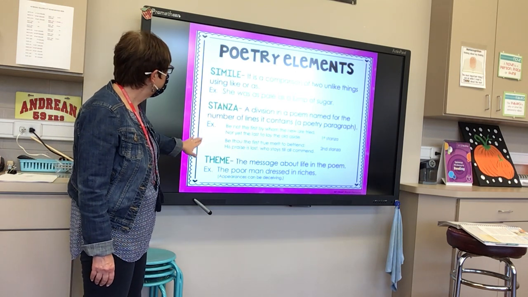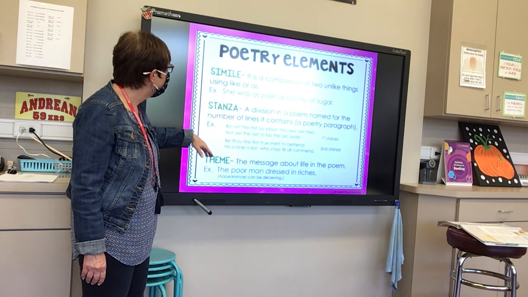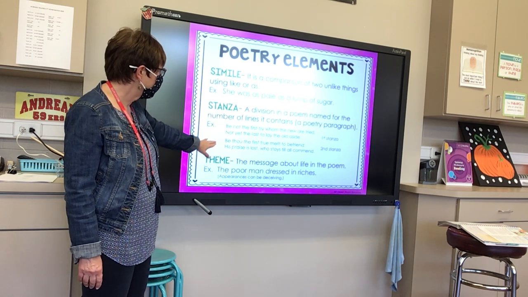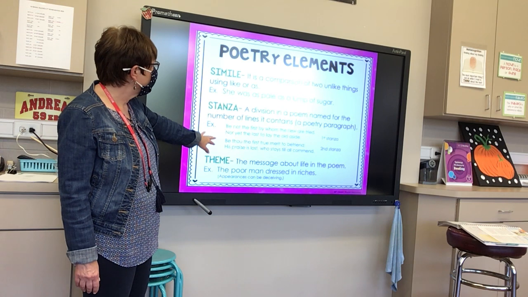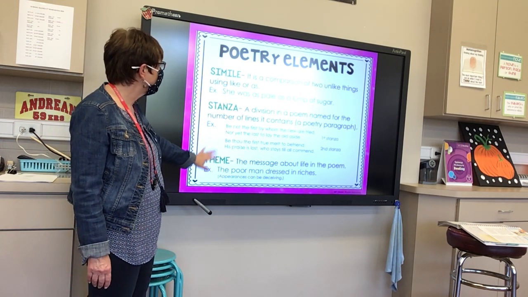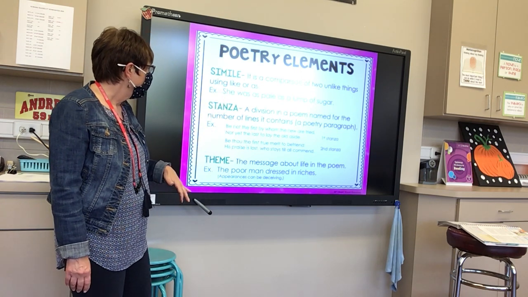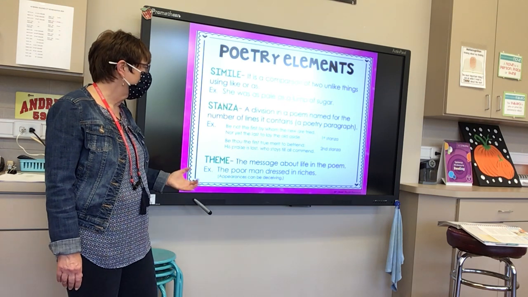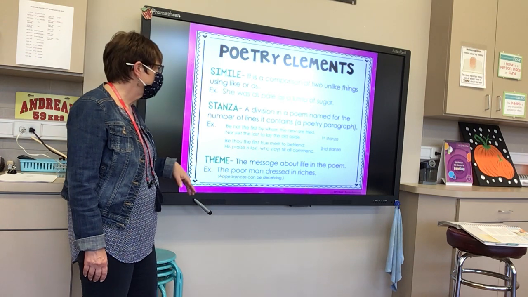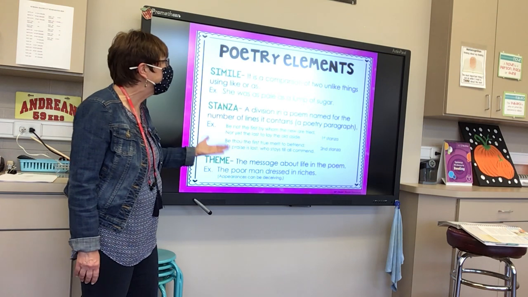And here's an example. Be not the first by whom the new are tried, nor yet the last to lay the old aside. That's the first stanza. Second stanza. Be thou the first to merit to befriend, his praise is lost who stays till all commend. So it's the divisions in the poem. And then we have a theme, the message about life in the poem. Example, the poor man dressed in riches, and the message here is appearances can be deceiving.